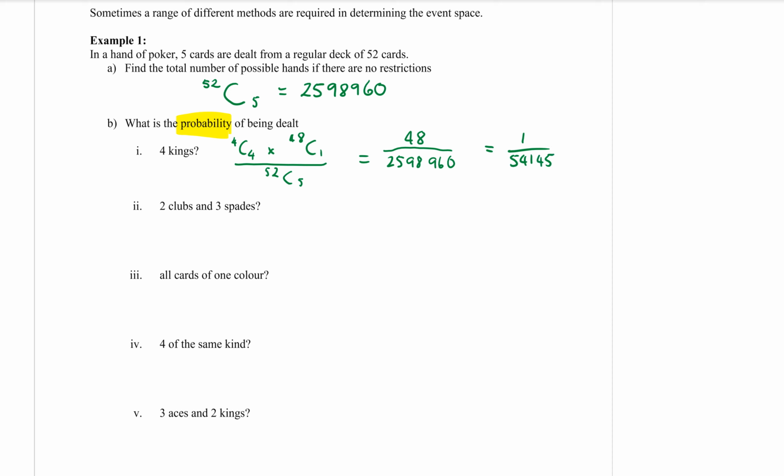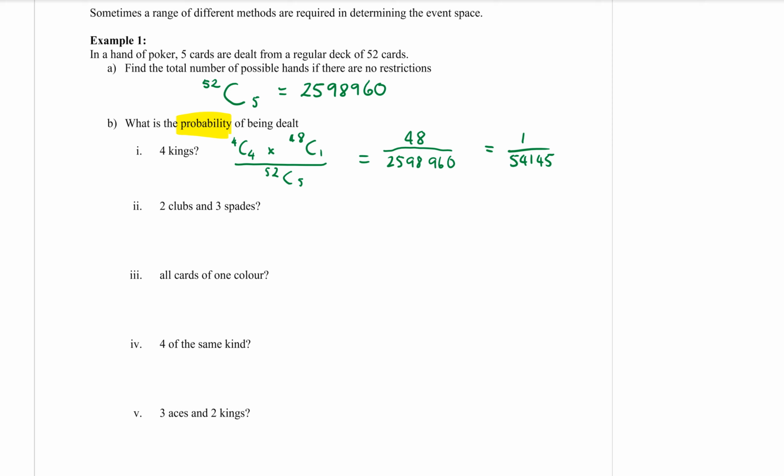Okay, next one. So now we're finding the chance of what's going to happen. Yes, we want to write it as a probability. In the other exercises, we were just practicing counting the number of ways, and now we want to do them as probabilities.